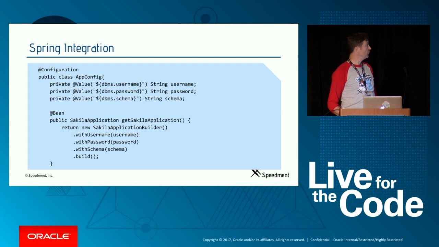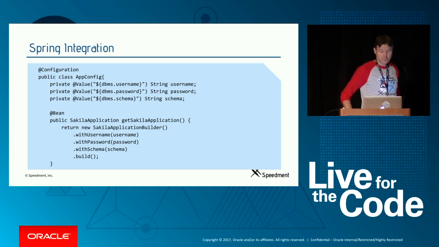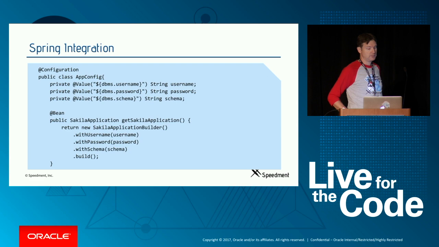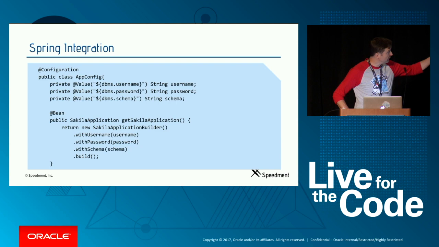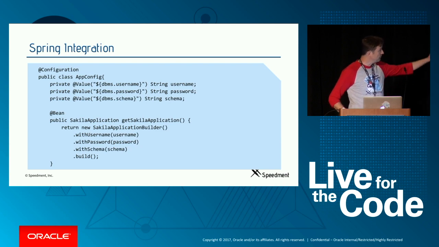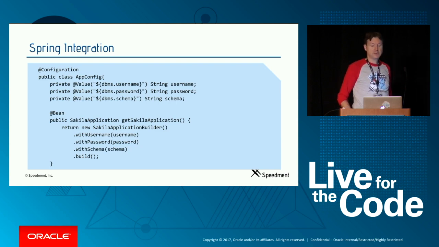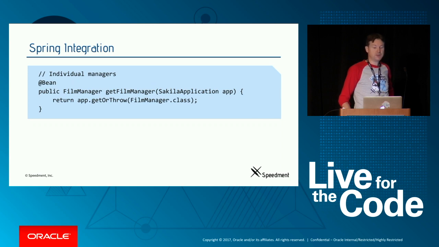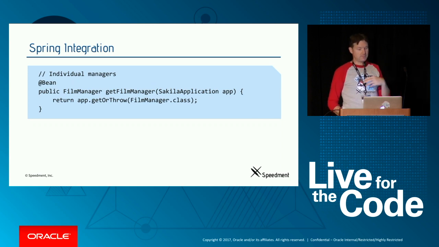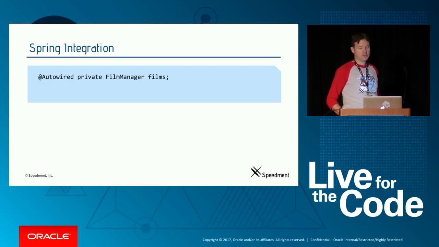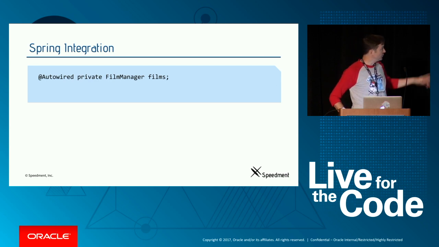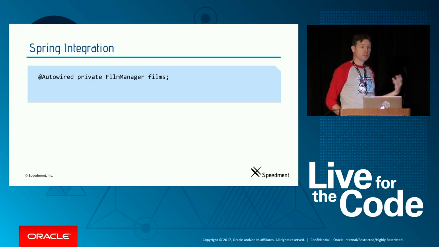Many people use Spring these days, so if you want to configure Speedment under Spring, it's very easy. You can create just a configuration, and maybe you will have variables for username, password, and which schema you're using, and then you just annotate it as a bean, and then you will be able to pick up this bean within Spring very easily. The same goes for the individual managers. For example, you have a film manager and you retrieve that from the application. And once you have done this, all your logic is a single row. You autowire just your manager in your code, and then you can work with it.